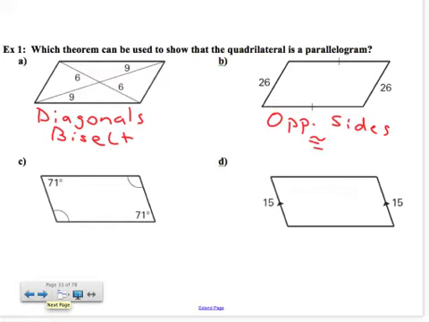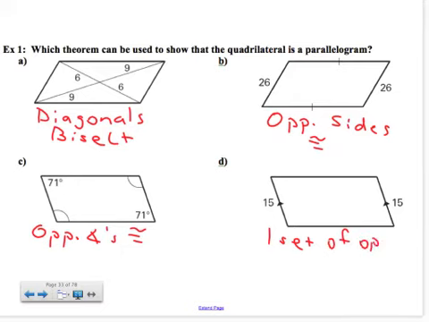Part C, how do you know that's a parallelogram? Opposite angles congruent. And finally, part D, that's the outlier. How do I know that that's a parallelogram? One set of opposite sides parallel and congruent. That was the one that I had said you're going to have to really pay close attention to, because that's kind of an obscure one.